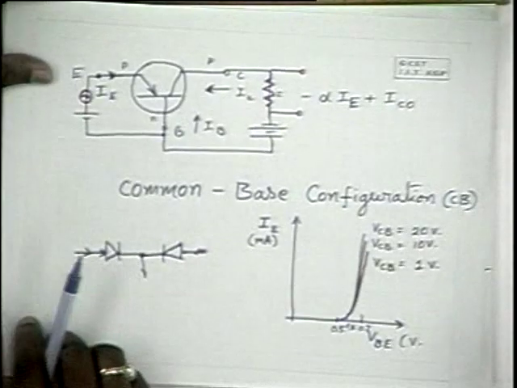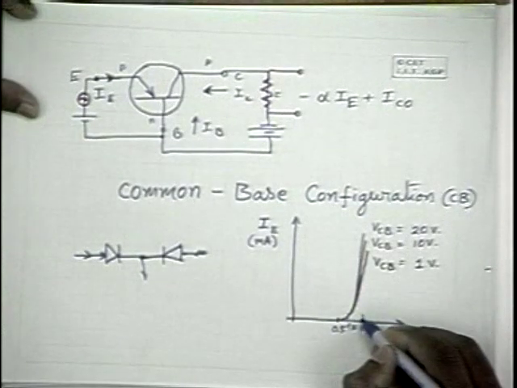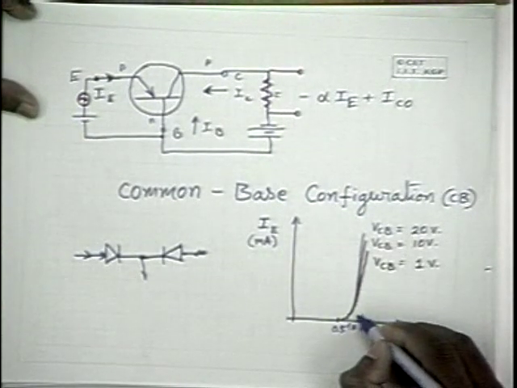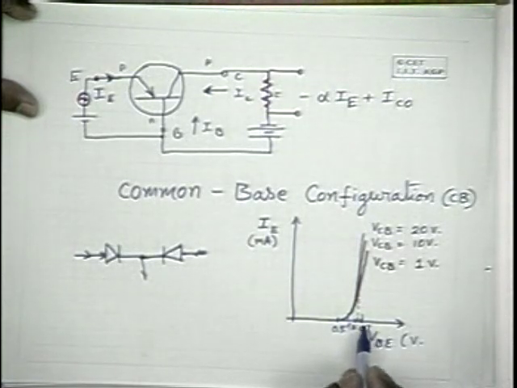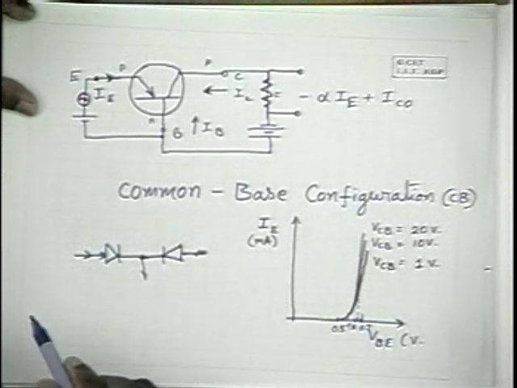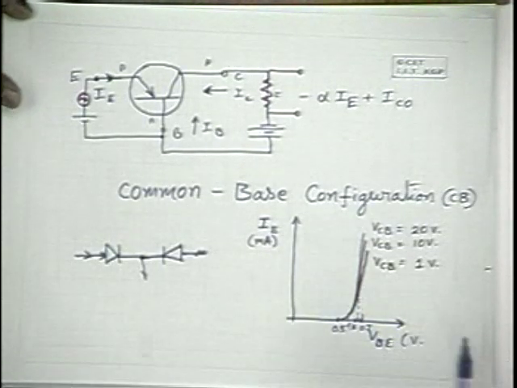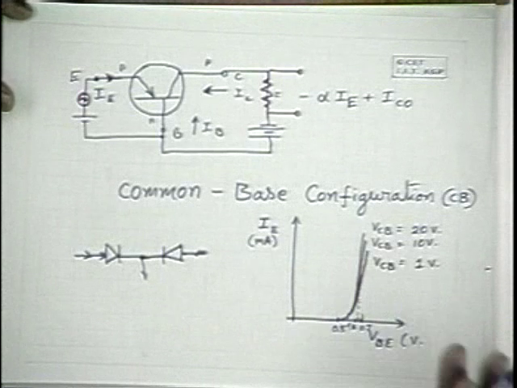Say here initially, it is biased to about 0.65 volts. Now the AC voltage you are applying between the base and emitter may change the potential by plus or minus, say, 10 millivolts. So 0.65 minus 10 millivolts and 0.65 plus 10 millivolts. So that is the variation.